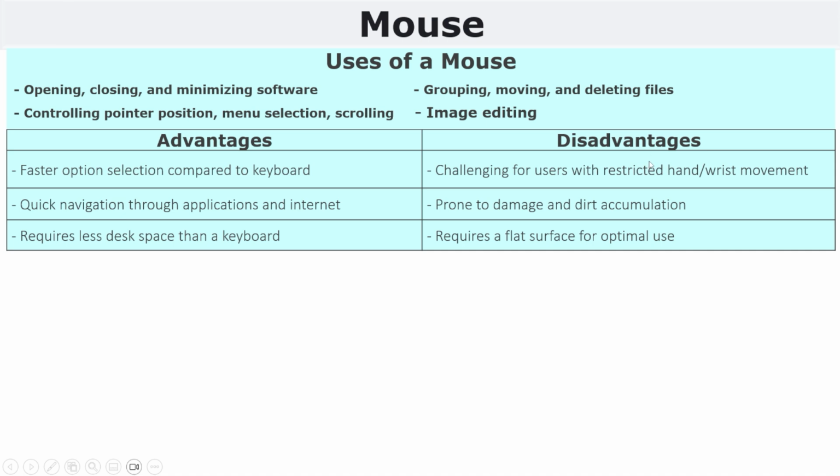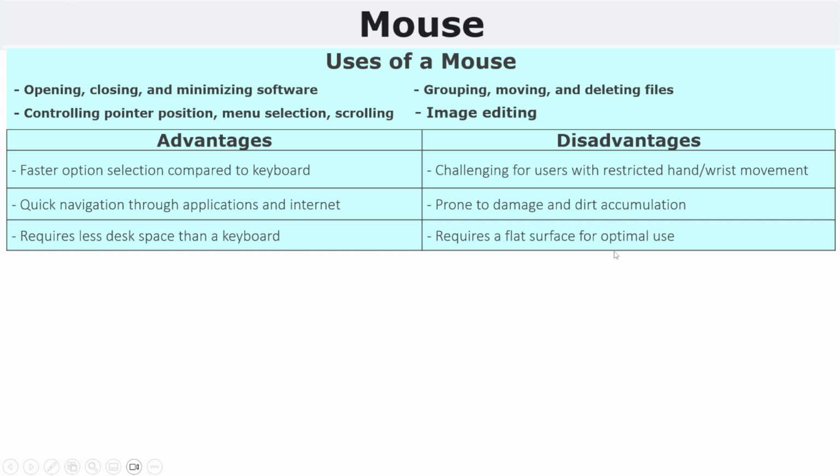Now they are prone to accumulate dirt because we have to move the mouse on the table. It sometimes accumulates dirt when you lift up the mouse and check under it. The last disadvantage here is that it requires a flat surface, and in some cases you need what we refer to as the mouse pad in order to use the mouse well.